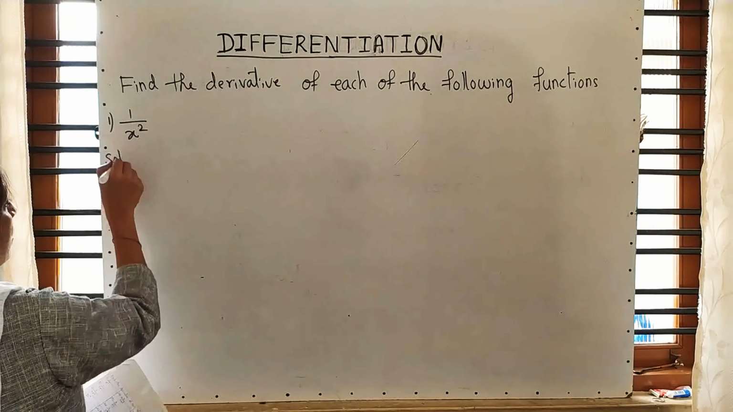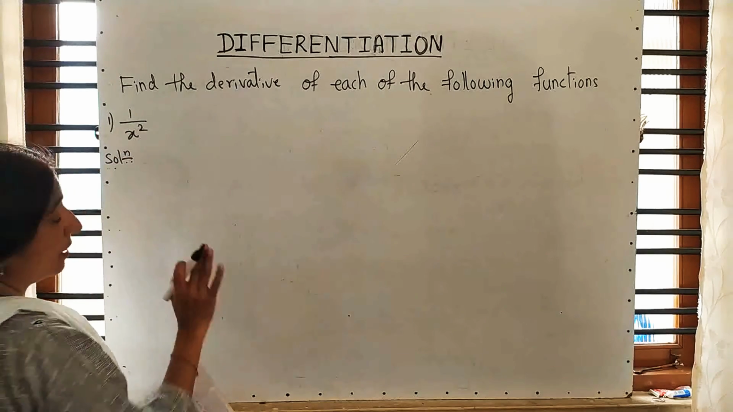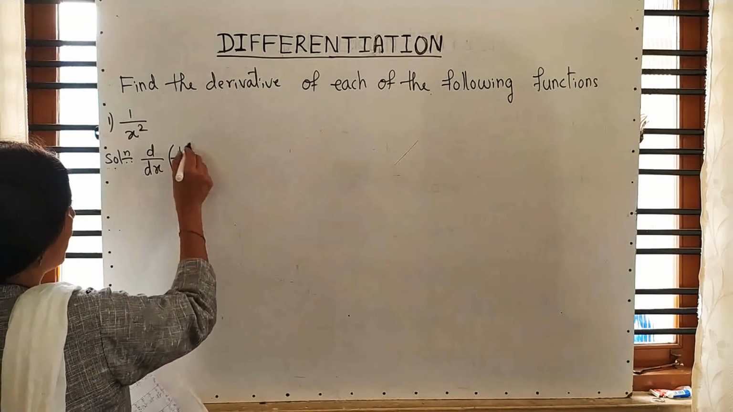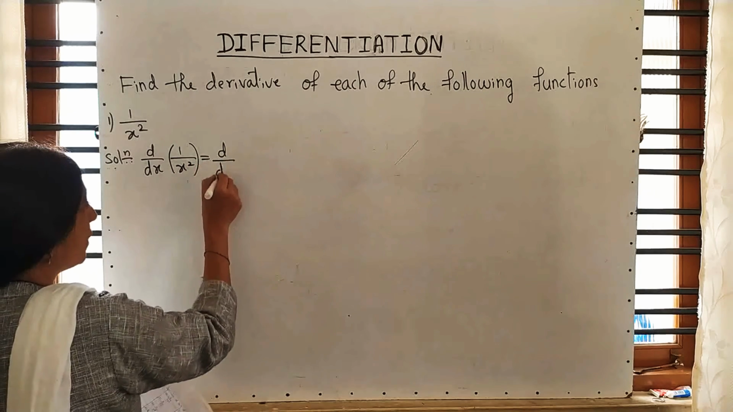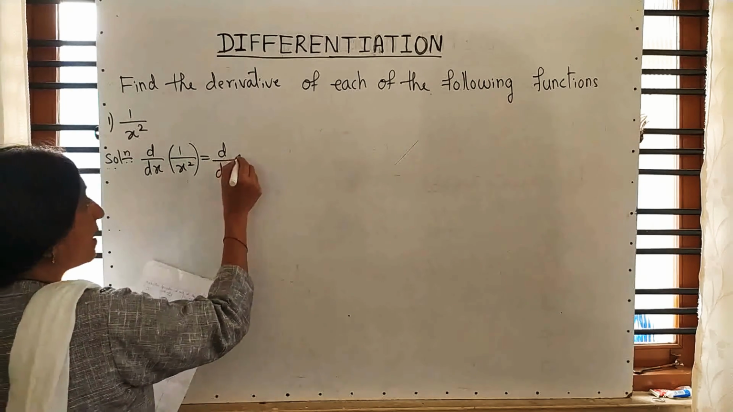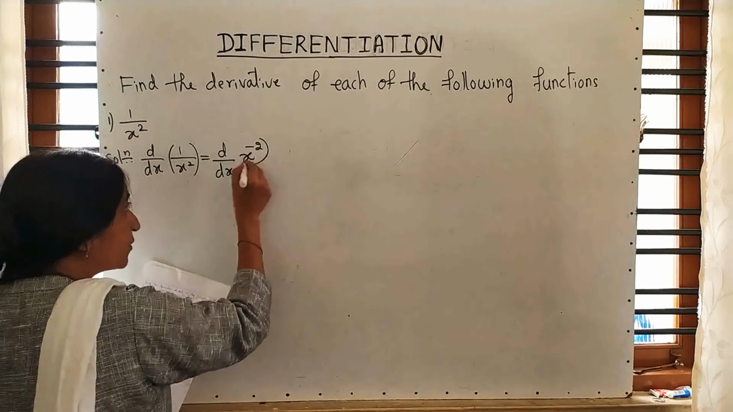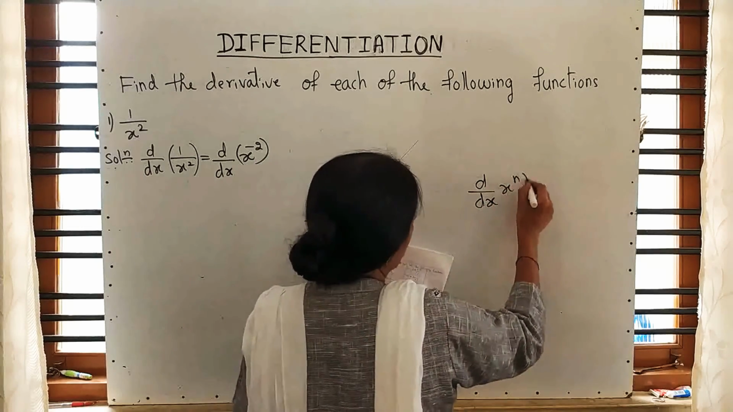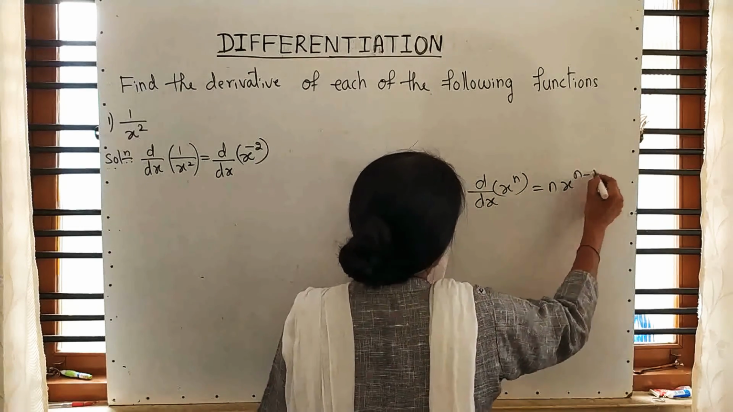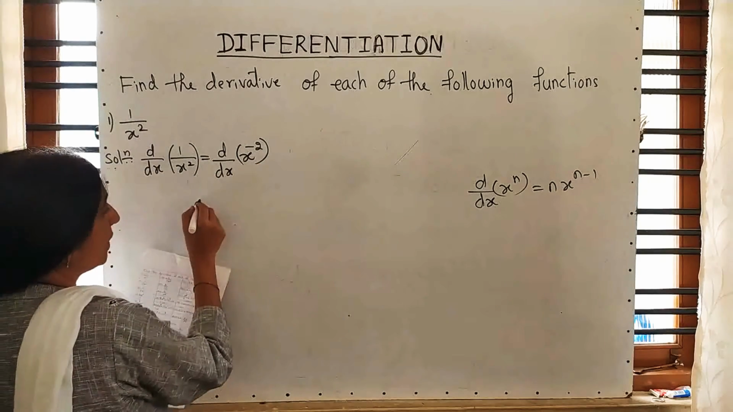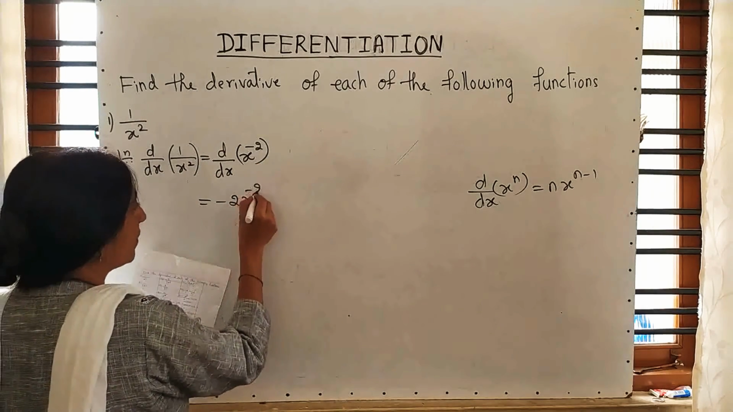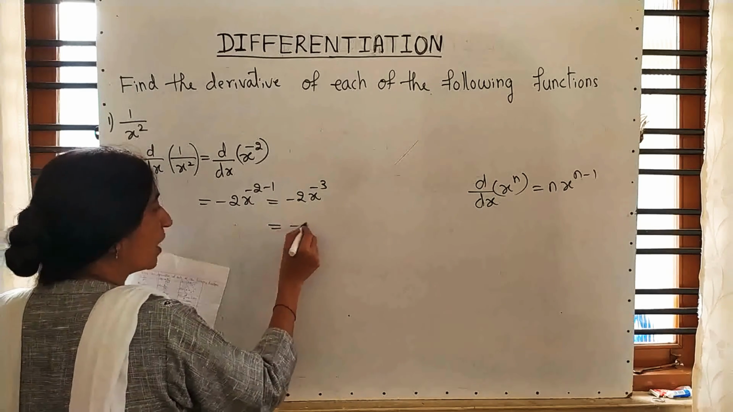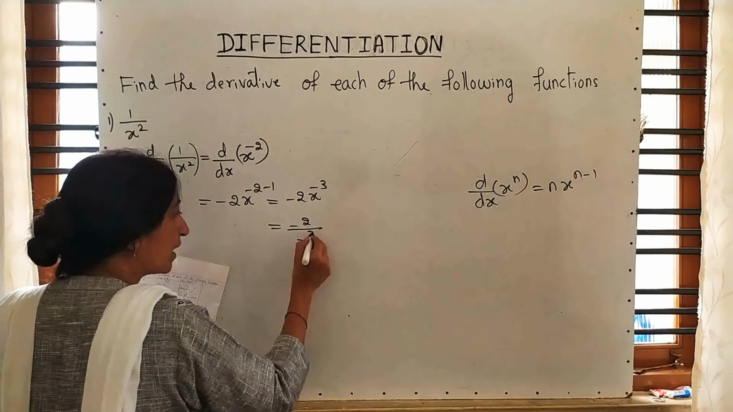So when you are writing a solution, I will show you two methods of presentation. One thing is you can write directly like this. Differentiation of 1 by x square will be written as differentiation of x to the power minus 2. So which formula? Differentiation of x to the power n is n into x to the power n minus 1. What is in place of n? Minus 2, x to the power minus 2 minus 1. It is minus 2 into x to the power minus 3. So the answer is minus 2 upon x to the power 3.